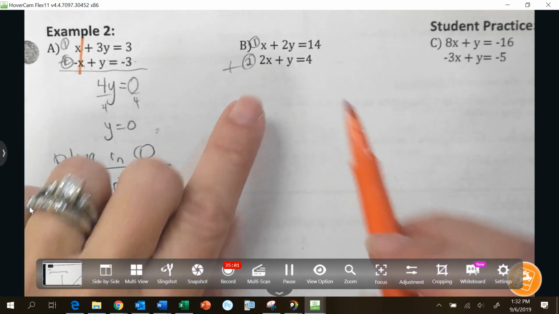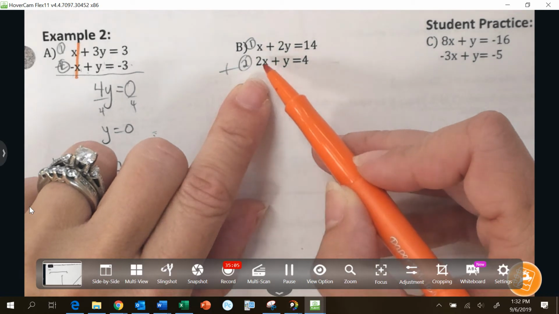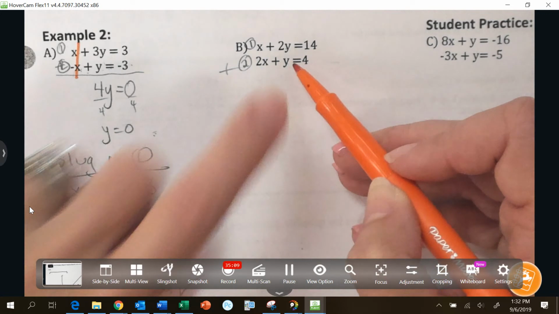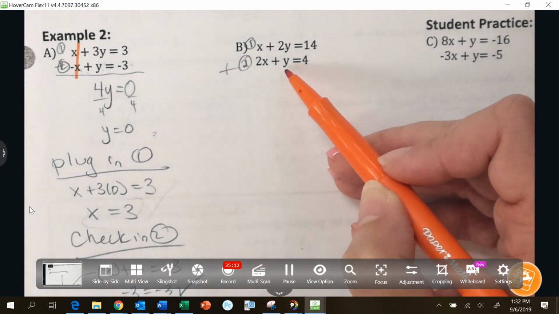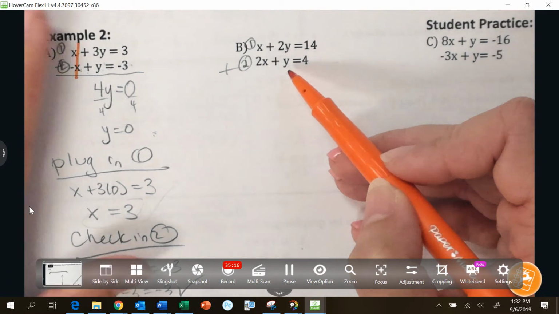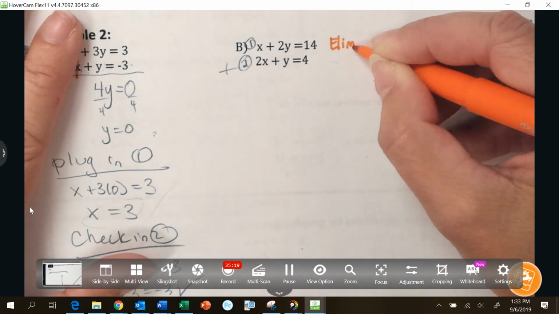I'm going to do elimination. What I'm going to do is either make my x's cancel out, or make my y's cancel out. For this one, I'm going to make my y's cancel out, but it is really your choice. So I'm going to cancel out my y's, eliminate my y's. I'm even going to write this down so you guys know what I'm doing.